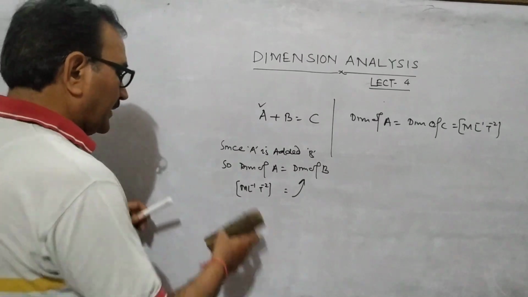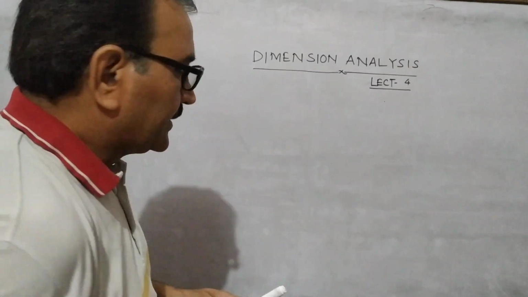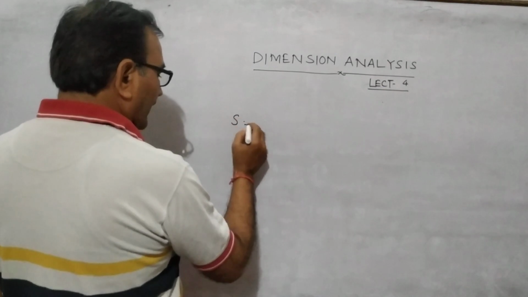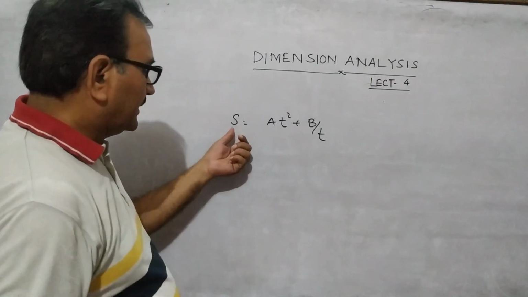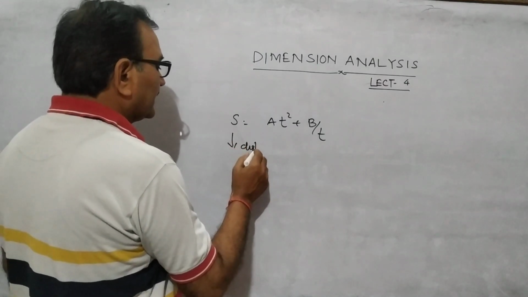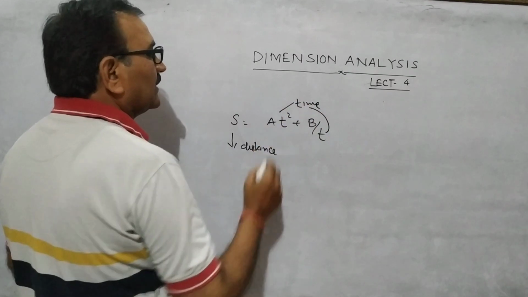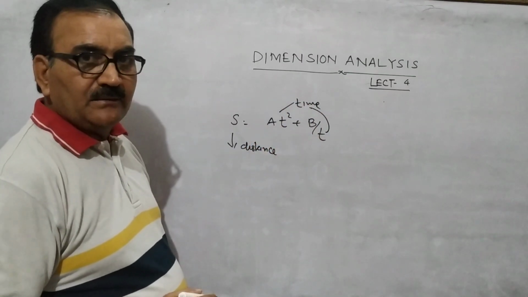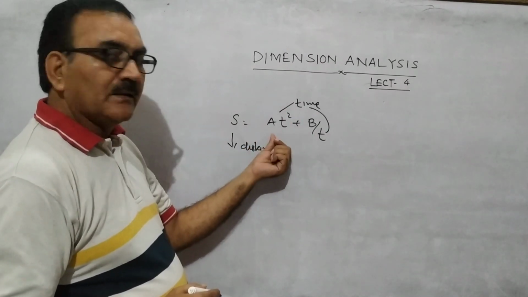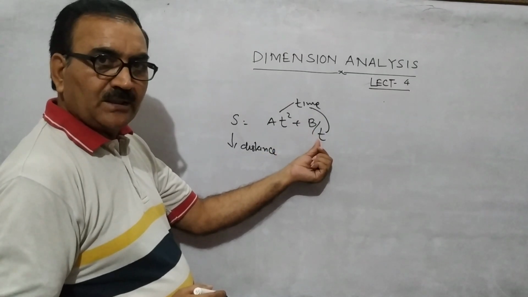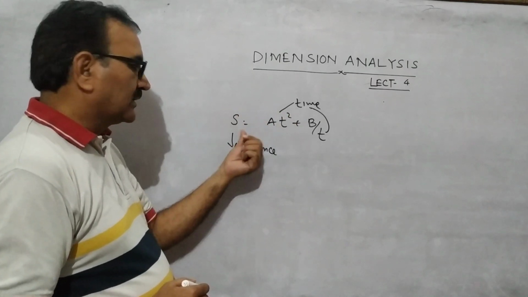Okay. Now see another question here. Suppose you have S equals a t square plus b upon t. Here S is a distance, t is time, and we have to calculate the dimension of a and b. Since both terms collectively have the same dimension, and this addition is equal to S, the dimension of this whole is equal to the dimension of S.